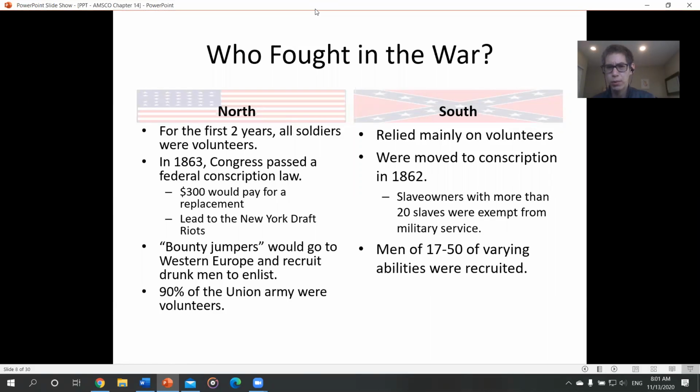The South as well relied mainly on volunteers, although you see they shifted to the draft in 1862, around the same time as the Union. But wealthy slave owners were exempt from fighting in the war. If you owned more than 20 slaves, you did not have to fight.